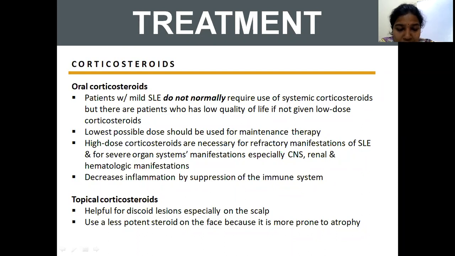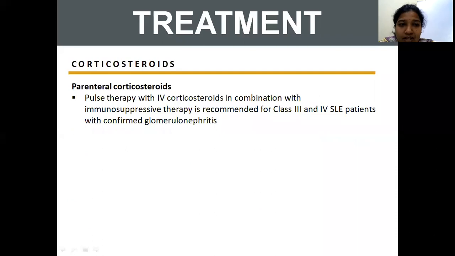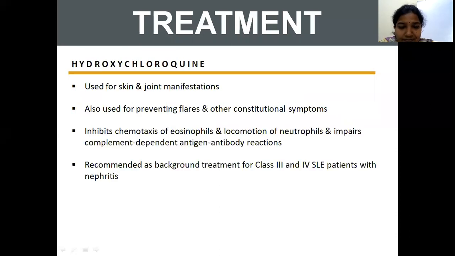Topical corticosteroids are helpful for discoid lesions, especially on the scalp. Use a less potent steroid on the face because it is more prone to atrophy. So parenteral corticosteroids: pulse therapy of IV corticosteroids in combination with immunosuppressive agents is recommended for class 3 and class 4 SLE patients with confirmed glomerulonephritis.